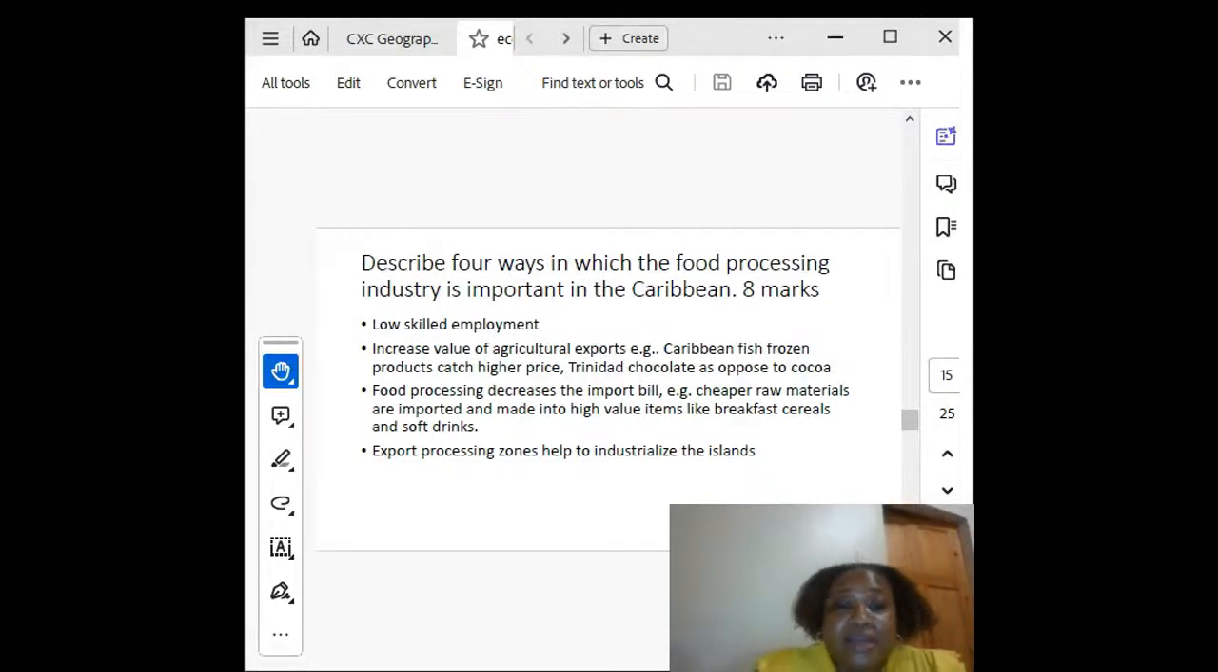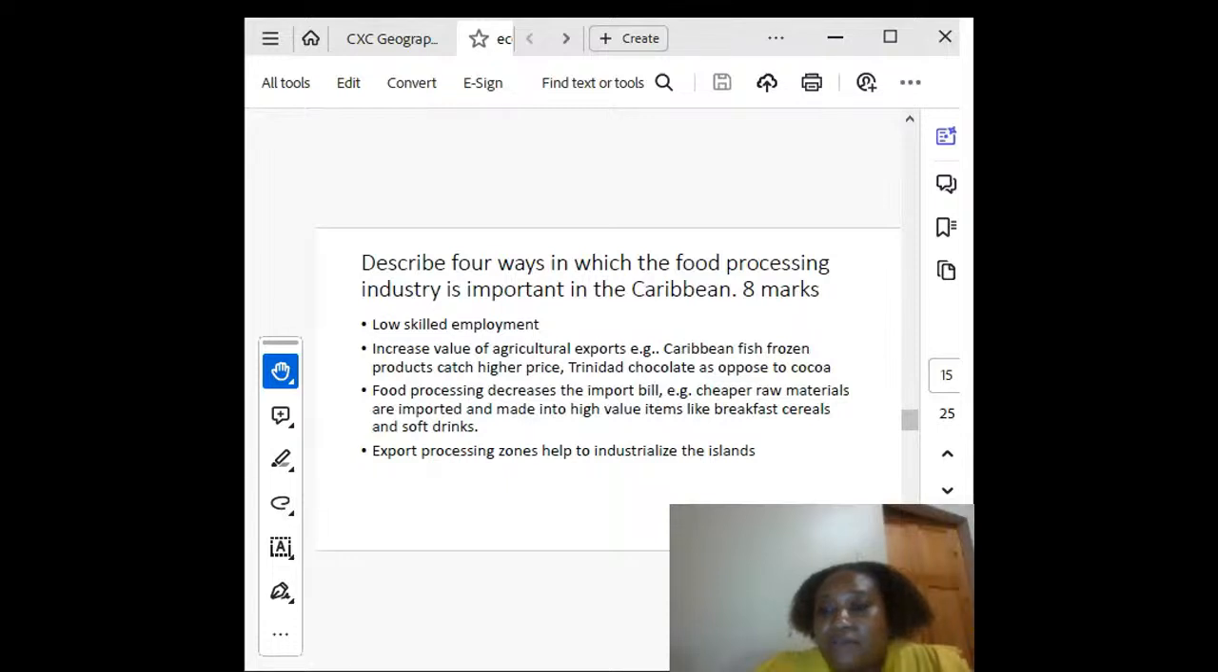Food processing, why is food processing important in the Caribbean? Remember, this is also under economic activities. So food processing is important. It provides employment, right, in the manufacturing industries. It increases the value of agricultural export. So we can now produce more and export more of our produce, right?